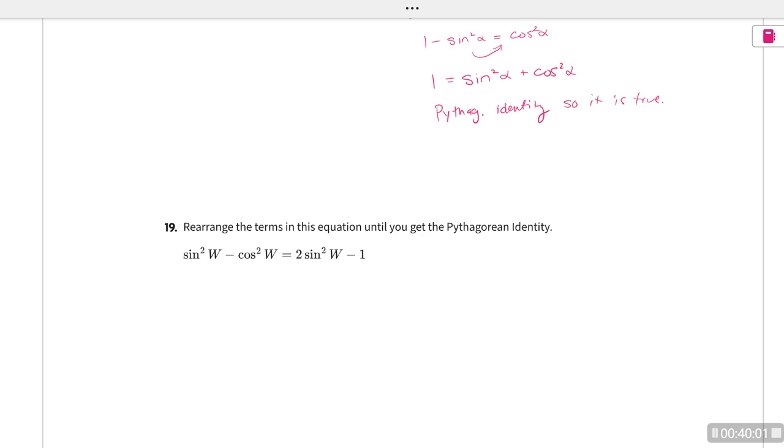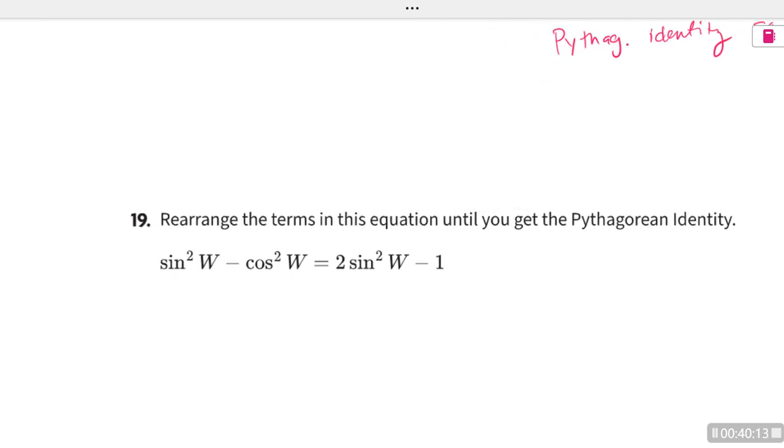19. Rearrange the terms in the equation until you get the Pythagorean identity. So it gives us sine squared of w minus cosine squared of w equals 2 sine squared w minus 1. So here we have some like terms. It doesn't matter if we bring things to the left or right. I'm going to subtract sine squared w from both sides.